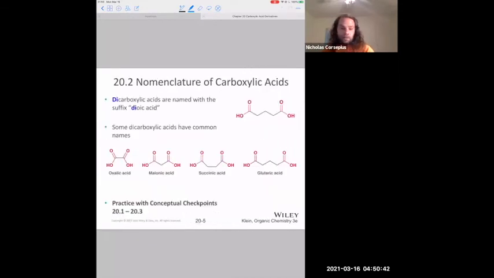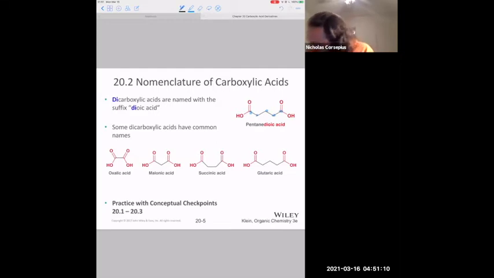Dioic acids, or dicarboxylic acids. So kind of what we would expect, right? Similar to aldehydes, they both have to be at the terminal end, so we don't actually have to specify the location. We just have to figure out how many carbons we have in our parent chain: 1, 2, 3, 4, 5. Again, this would be, instead of just pentandioic acid, it's pentanedioic acid.